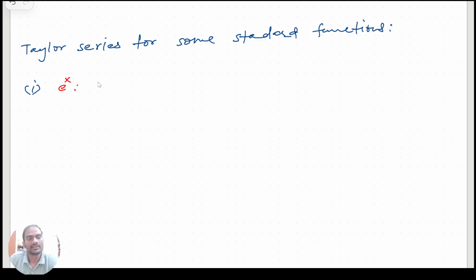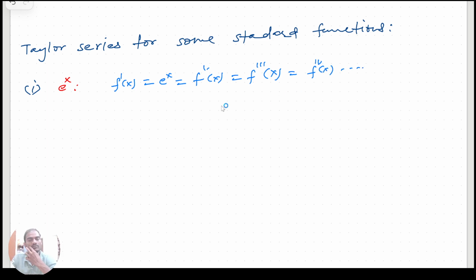First function, let's say e raised to power x. Here if we try to construct the Taylor series, finally we will remember the exact final formula that we get. But if we expand this using the Taylor series polynomial, then what will we get? Our f dash x equal to e raised to power x equal to f double dash x equal to f triple dash x. This function e raised to power x never changes, right? It will always be e raised to power x.